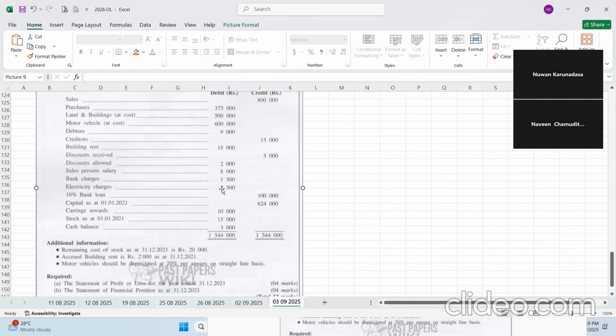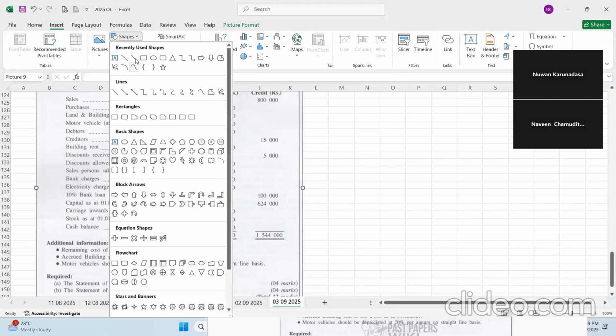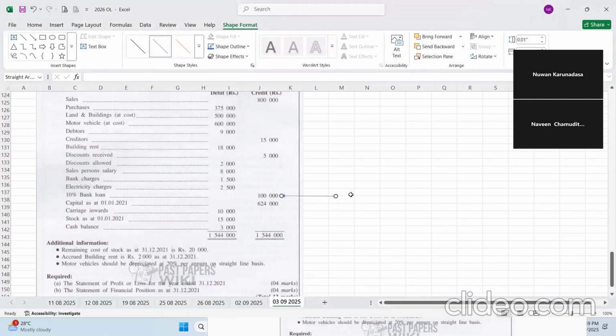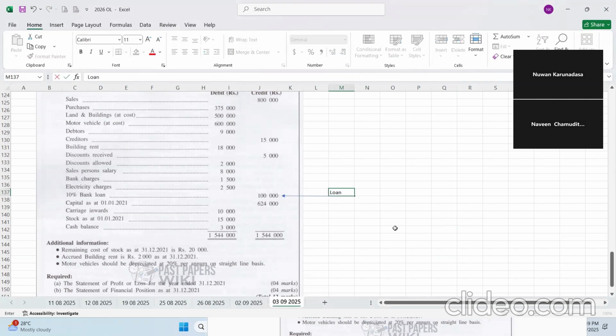Electricity charges, administration. Again, a 10% bank loan is given. They are silent about the interest. Better you calculate and take it. So here, loan interest for the year equals 100,000 into 10%, so equals 10,000.